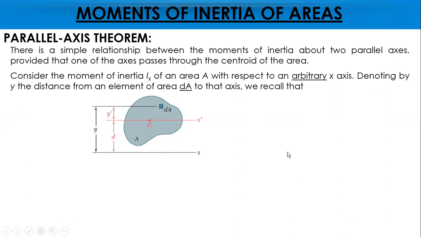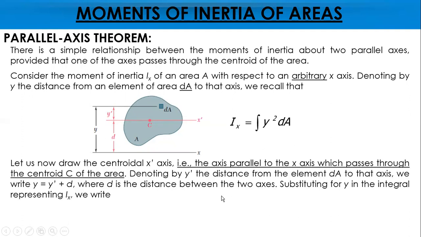Okay? Now, we recall that I sub x is equal to integral of y squared dA. Diba? Now, let us now draw. Remember, moment of inertia with respect to x, integral of y squared dA. So, the distance y is the distance of the element dA to the x-axis.